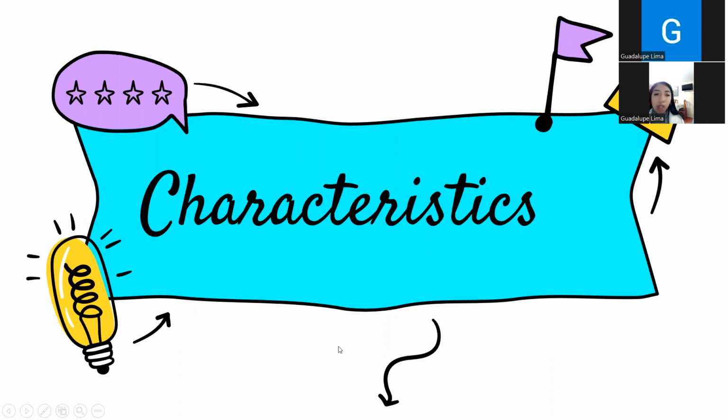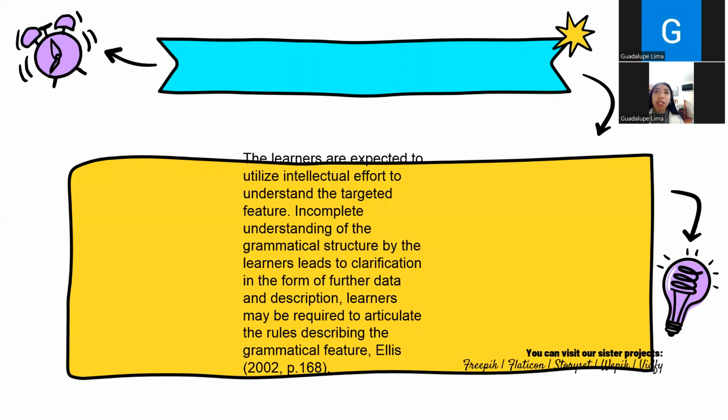The characteristics of consciousness raising. The first characteristic is that the learners are expected to utilize intellectual effort to understand the target feature, with an incomplete understanding of the grammatical structure.